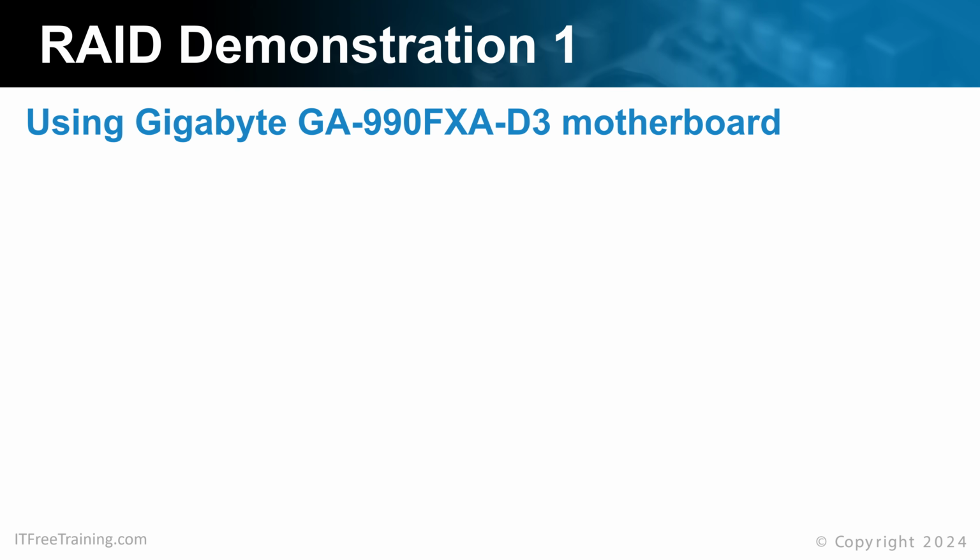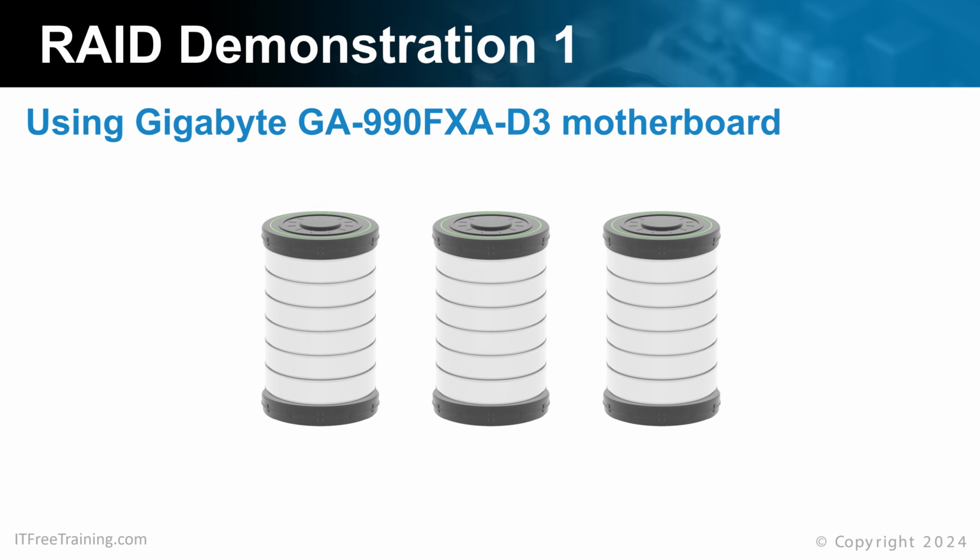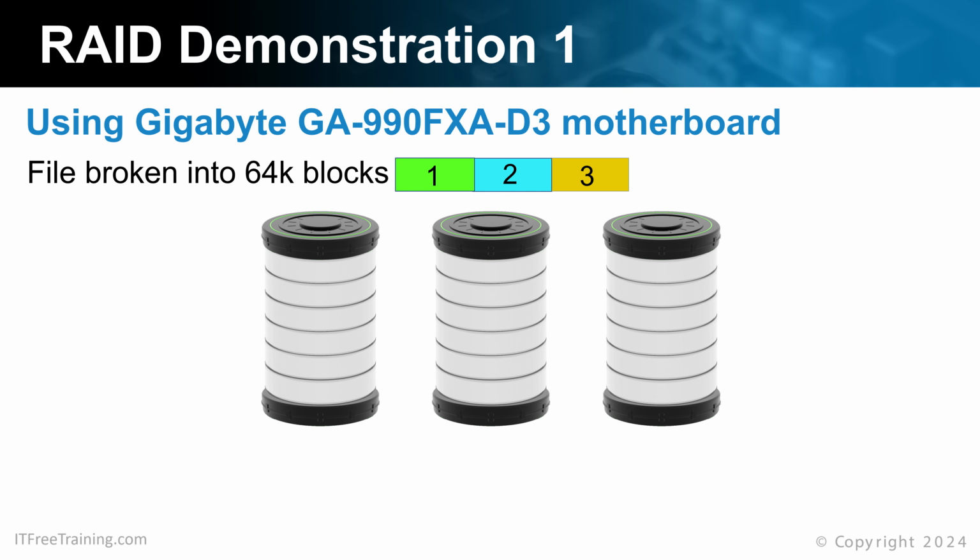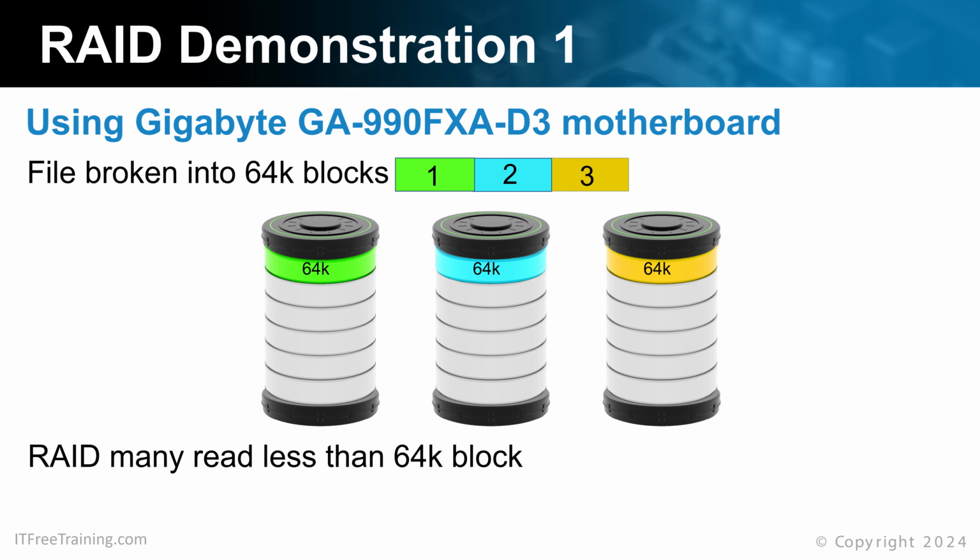Let's consider that there are 3 hard disks in a RAID 0 array. Now let's also consider that we have a file that is 192K long. This file will be broken into 3 parts to be stored on the RAID. If the operating system was attempting to read only 4K of the file, the RAID may read less than a 64K block. How the RAID is configured and the software it is using will determine how much it will read.